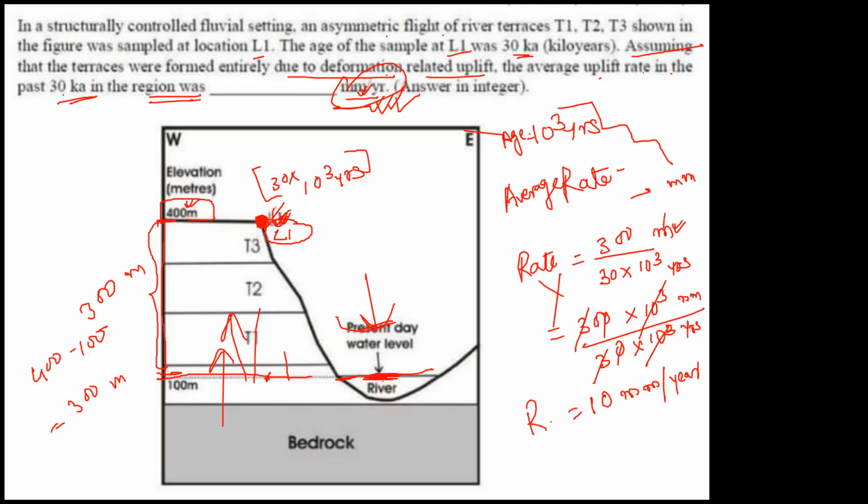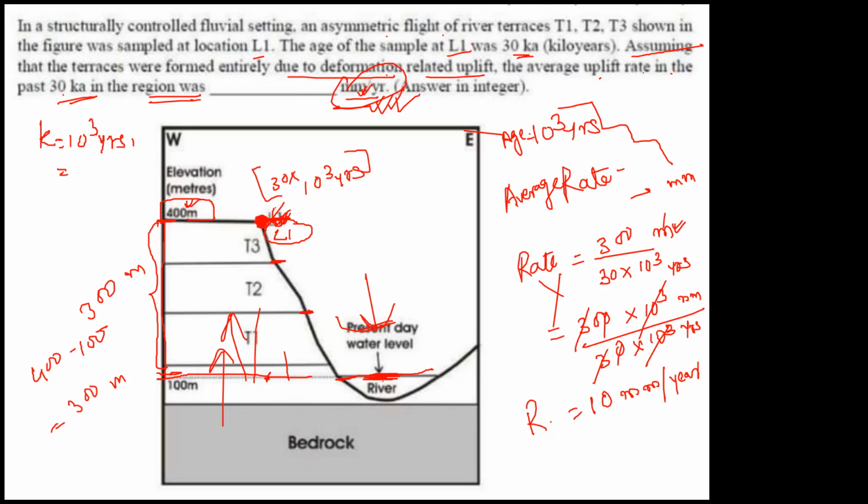In a structurally controlled fluvial system, which means faulting or fracturing is taking place, there is a fluvial system with an asymmetric flight of river terraces. See, 1, 2, 3 means after deformation 1 took place, this was the height. Then deformation 2 took place, this was the height. After deformation 3, this is the height. Shown in the figure, it was sampled at location L1. So L1 is located here. The age of the sample was 30 Ka. Ka here means kilo year, that is 10 to the power of 3 years.